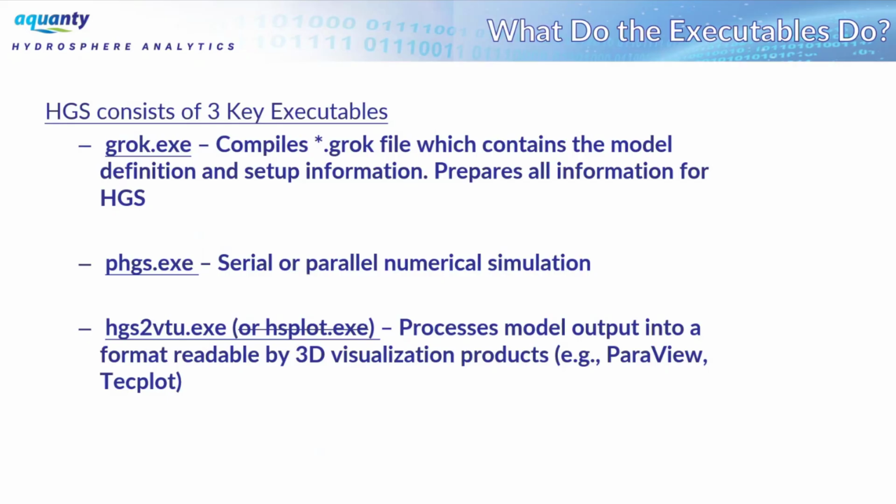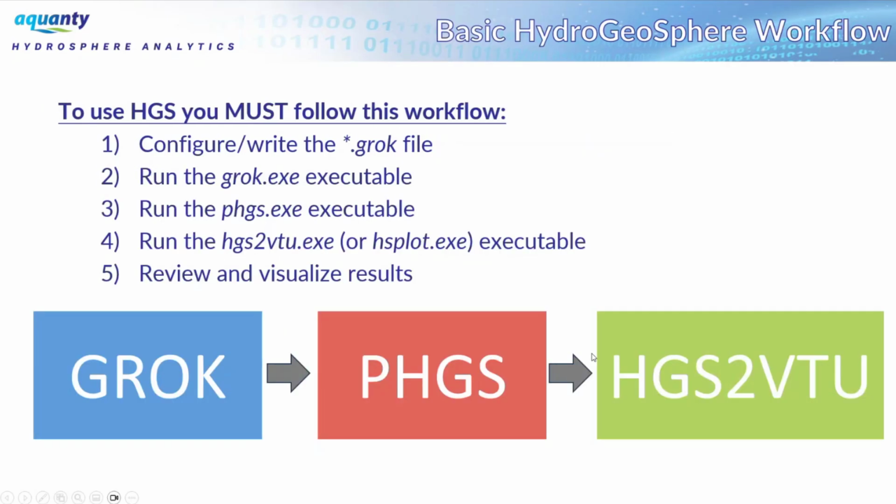And then HGS to VTU is a model post-processor. It takes the model outputs and reformats them into a different format that can be read into a visualization product. You might notice these comments about HSplot here and here. HSplot is an older version of HGS to VTU.